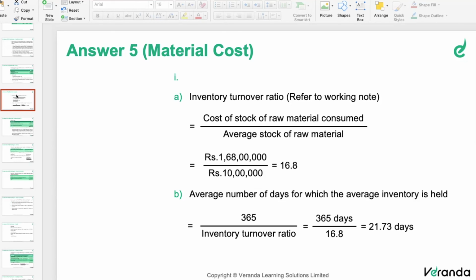Every formula you have to highlight. Clear? Consumption of raw material: how to compute consumption? Opening stock plus purchases minus closing stock; the total balance is equal to the consumed raw material. That's the consumption of material. Based on that, we can compute the inventory turnover ratio. The inventory turnover ratio you have to express in terms of times.